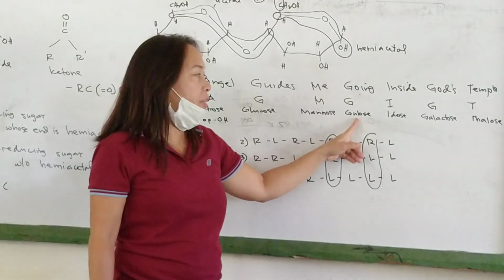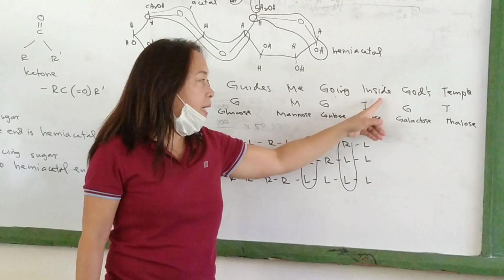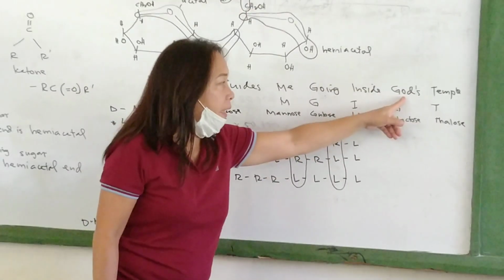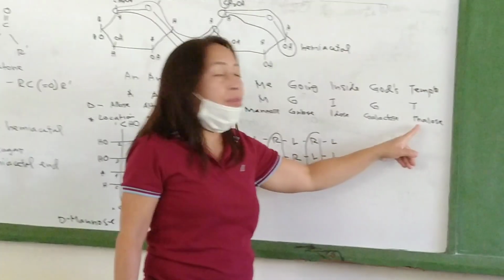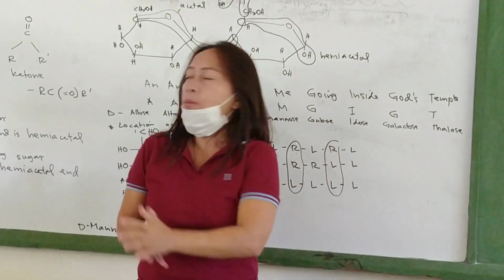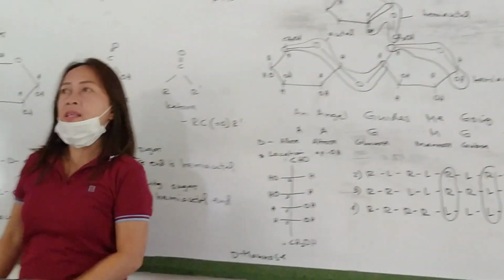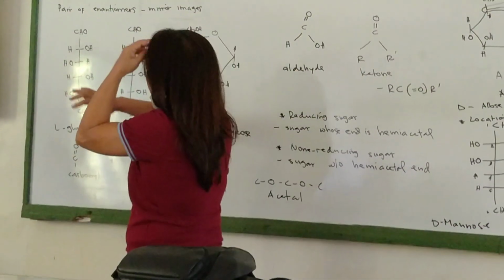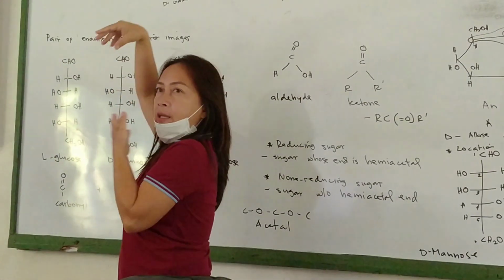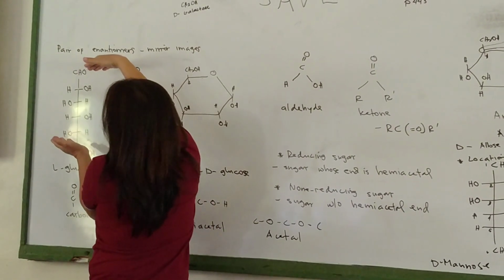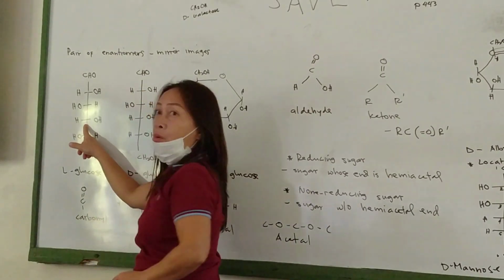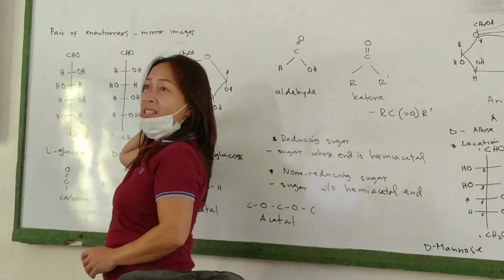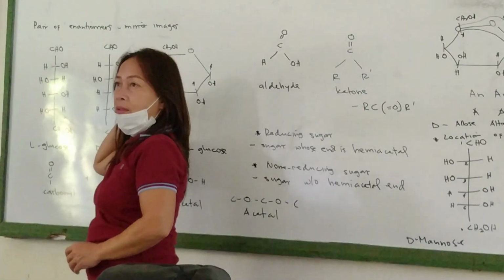Going, G, that corresponds to glucose. Inside, I, idose. God's, G, galactose. Temple, T, thallose. Now, in writing the structure for these monosaccharides, they only differ in this portion: the second, third, and fourth carbon. The rest are all the same. Are you with me? Okay.